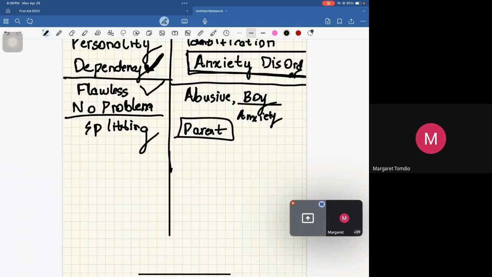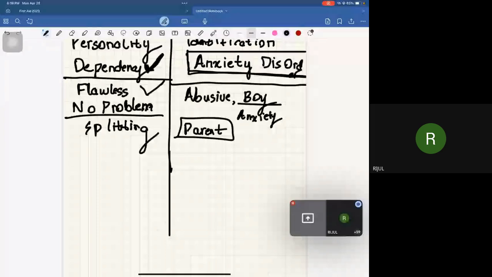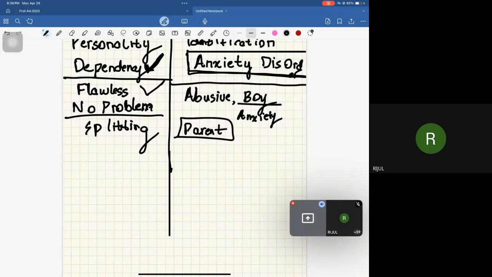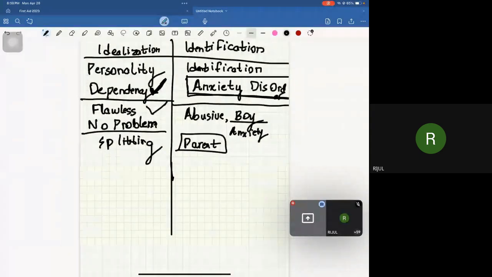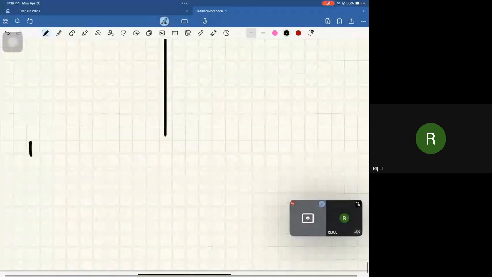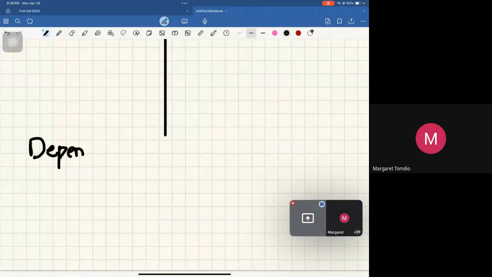Do you want me to give more examples on this as well? So what do you mean by dependency in idealization? Okay, so dependency is another problem. Idealization is another. But whenever a patient is dependent, he will mostly have idealization as well. Okay, so what is dependency? Dependency is simple. Dependency means that you are always dependent on someone. You're always in need of another person.